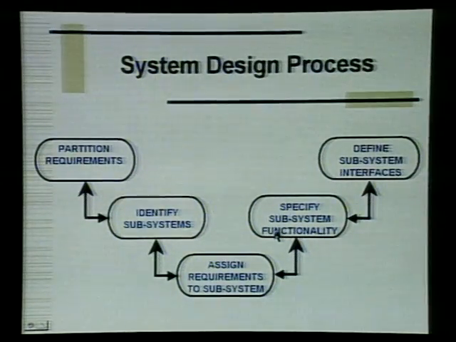The next step is specifying subsystem functionality. During this phase, you specify what each subsystem will do. Basically, this step is similar to the system design phase, or in terms of software engineering, this phase is equivalent to the requirements specification phase that we'll discuss in the coming programs. And the last phase of the system design process is defining the subsystem interfaces.